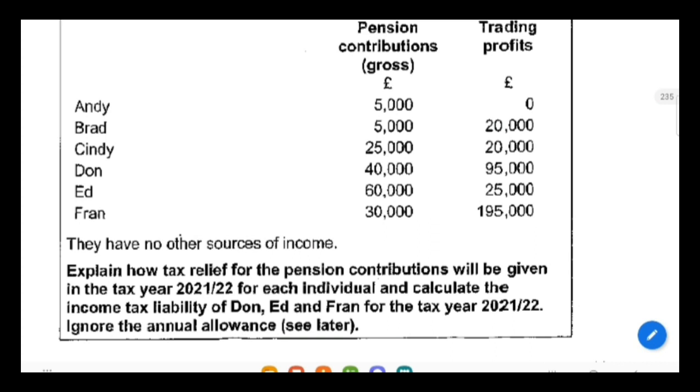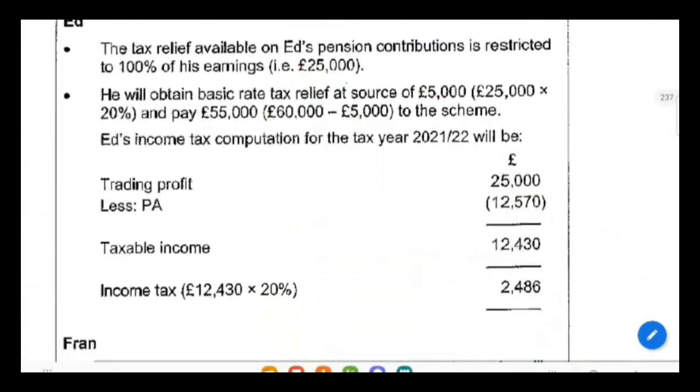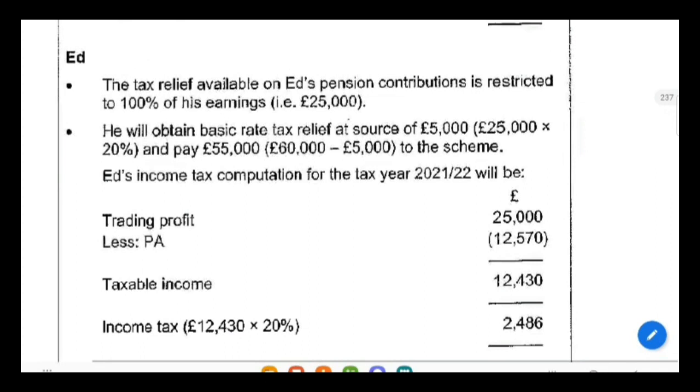Same is the case of Ed. Ed has a pension contribution of 60,000 while trading profit is 25,000. So tax relief is available on 100% of relevant earning, and they have compared this and found out that 5,000 is the amount of relief and 55,000 is the contribution that Ed has to make.